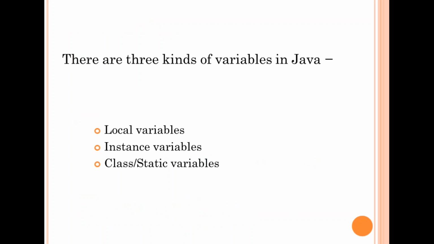This chapter will explain various variable types available in the Java language. There are three kinds of variables in Java: local variables, instance variables, and class or static variables.